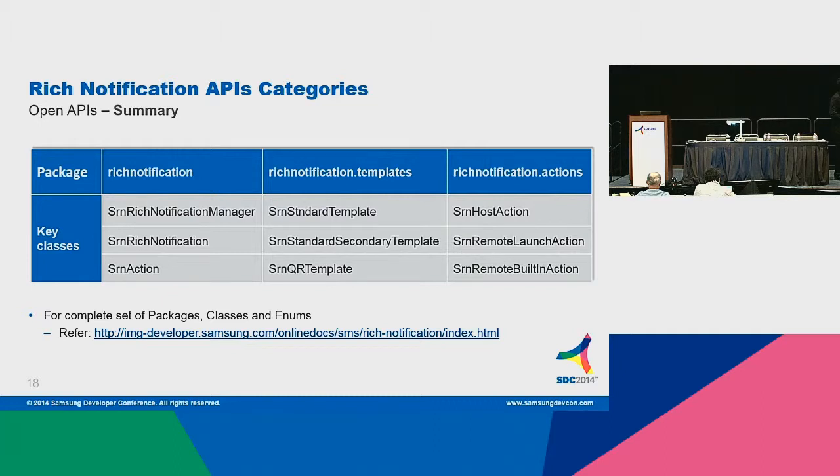Okay, this is a snapshot of the important packages and the key classes. For the complete set of packages, classes, and enums, you can refer to the link here. I will go through some of the important classes, and we'll see how we can use these classes in writing simple code and how quickly we can develop beautiful and glanceable notifications. So we have a rich notification package, the template package, and the action package.